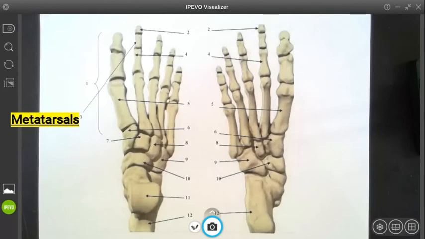Number 5 is actually pointing at the metatarsals. 6, 7, and 8 are all of those cuneiform bones. 6 is on the inside or underneath the big toe, so that's a medial cuneiform. Number 7 is the middle cuneiform, and number 8 is the lateral cuneiform. 9 is the cube-shaped one, so that's the cuboid bone. 10 is navicular. 11 is pointing at the ankle itself, which we call the talus. And number 12 is pointing at the heel, which is the calcaneus. This is the last picture for the arm and leg.